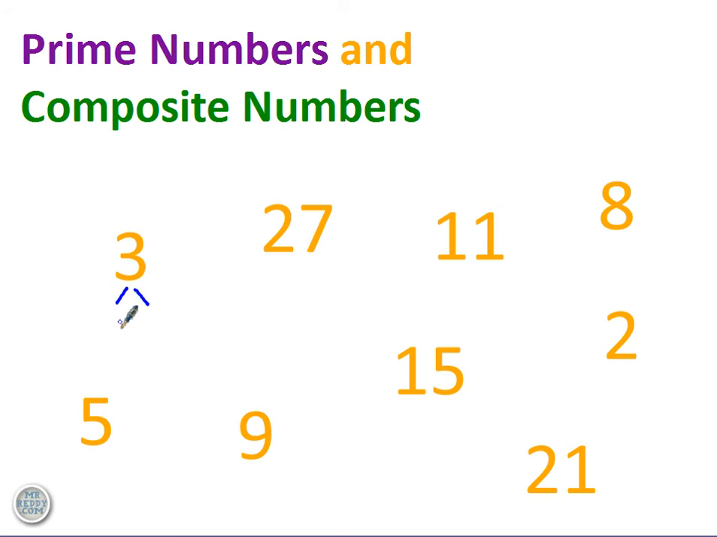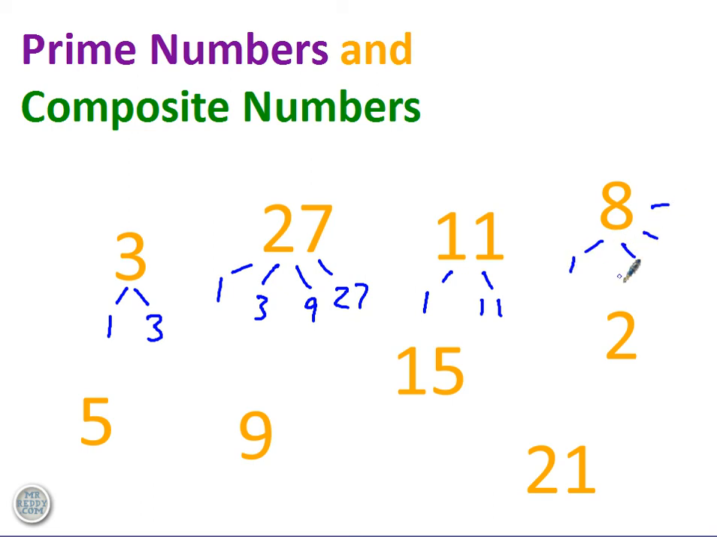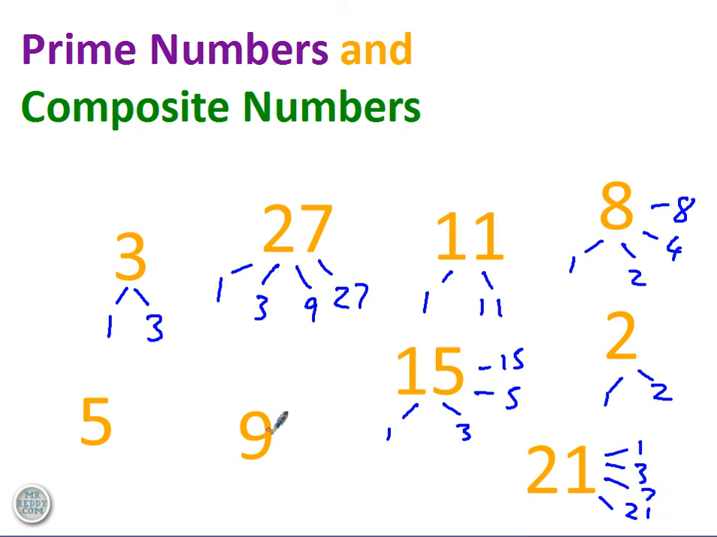I'll take this number here, 3. It only has two factors, 1 and 3. 27 has 1, 3, 9 and 27. 11 has two factors, 1 and 11. 8 has 1, 2, 4 and 8. 15 has 1, 3, 5 and 15. 2 has 1 and 2. 21 has 1, 3, 7 and 21. 9 has 1, 3 and 9 and 5 has 1 and 5.